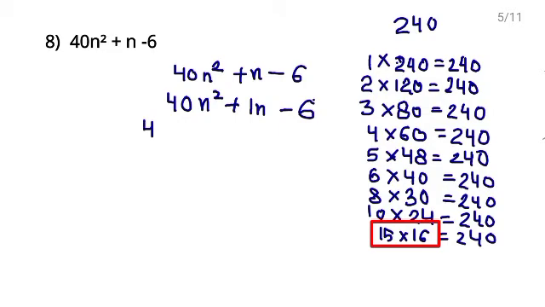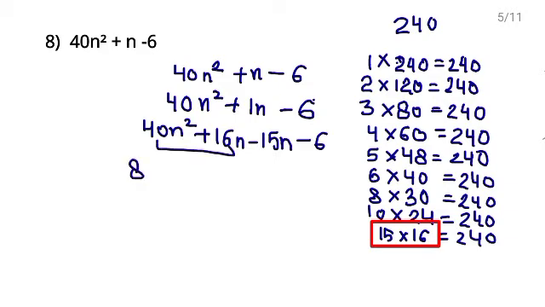So you can write it as 40n square plus 16n minus 15n minus 6. From these two terms you can take 8 as well as n common. So 8n times 5n plus 8n times 2 is 16n. From these two terms you can take minus 3 common. So minus 3 times 5n is 15n. Now this will be of plus sign because you have taken minus sign common, so the sign of both the terms inside will be changed.